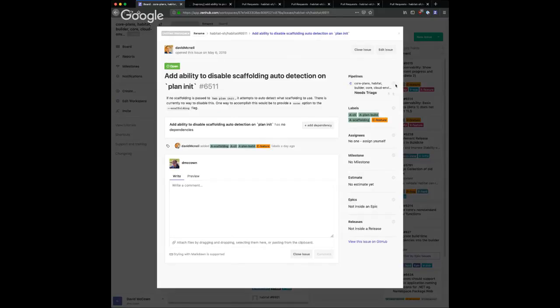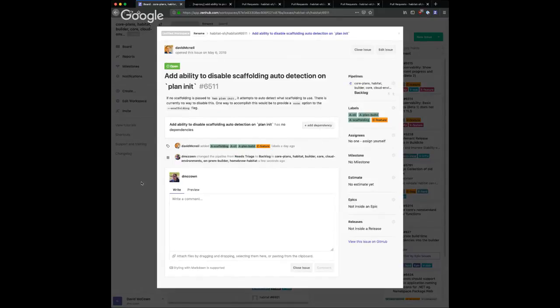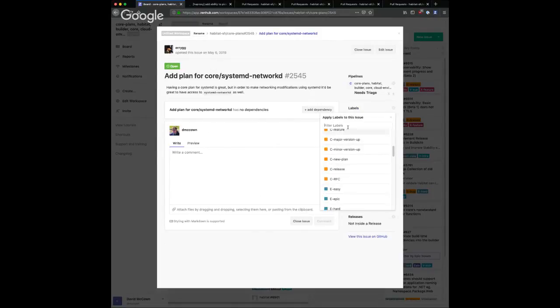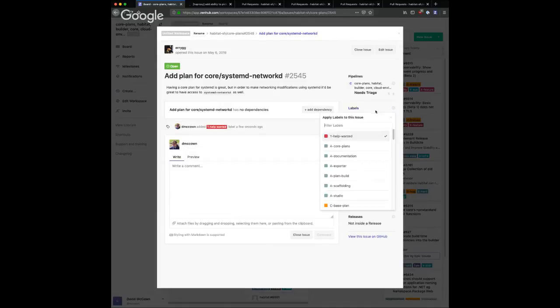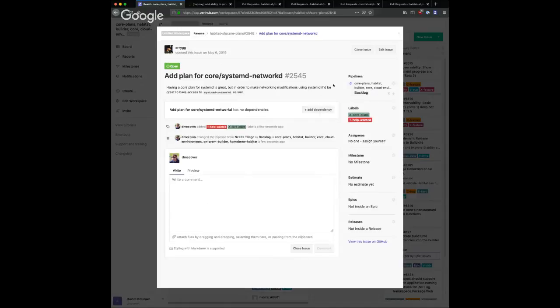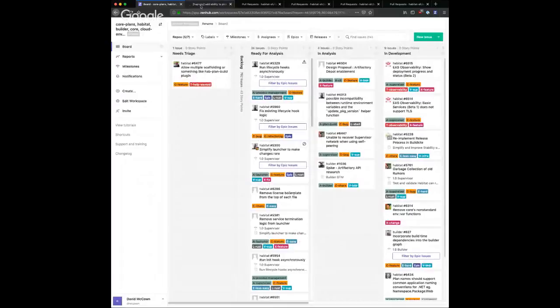This is internal. This, I think, is a good idea, but we should toss a help wanted on it. Core plans. Do these typically go to the backlog? Yep. All right.